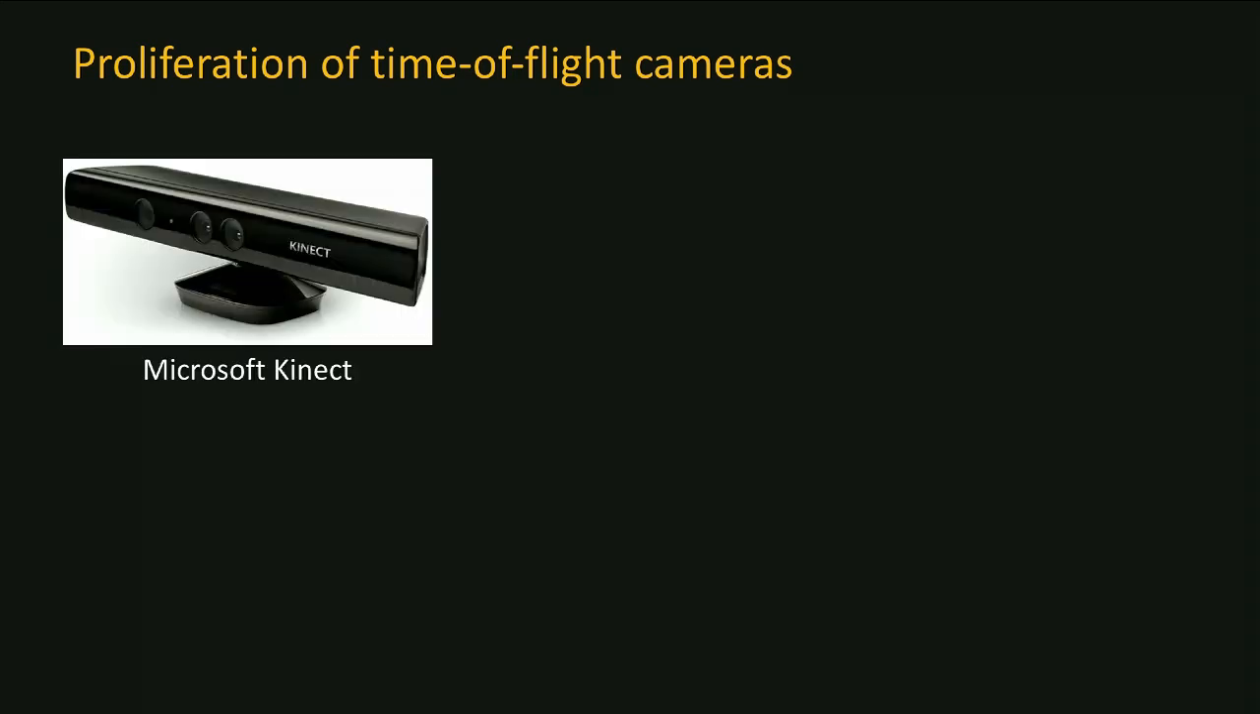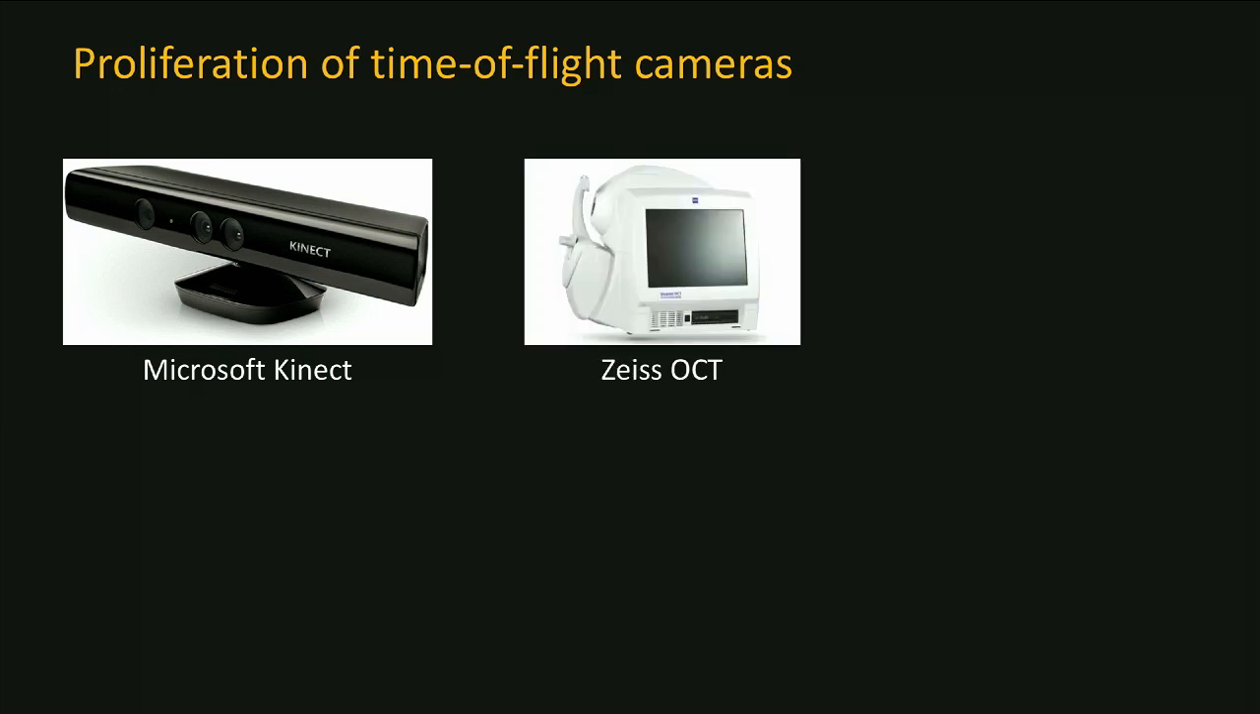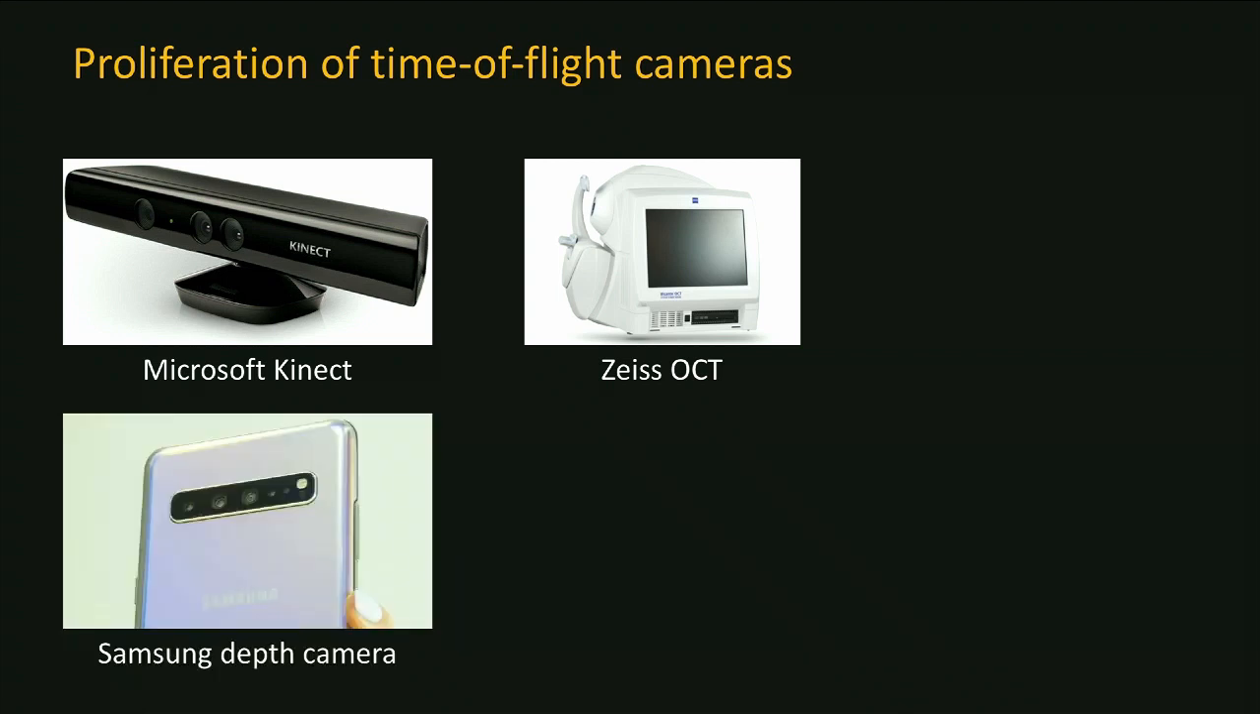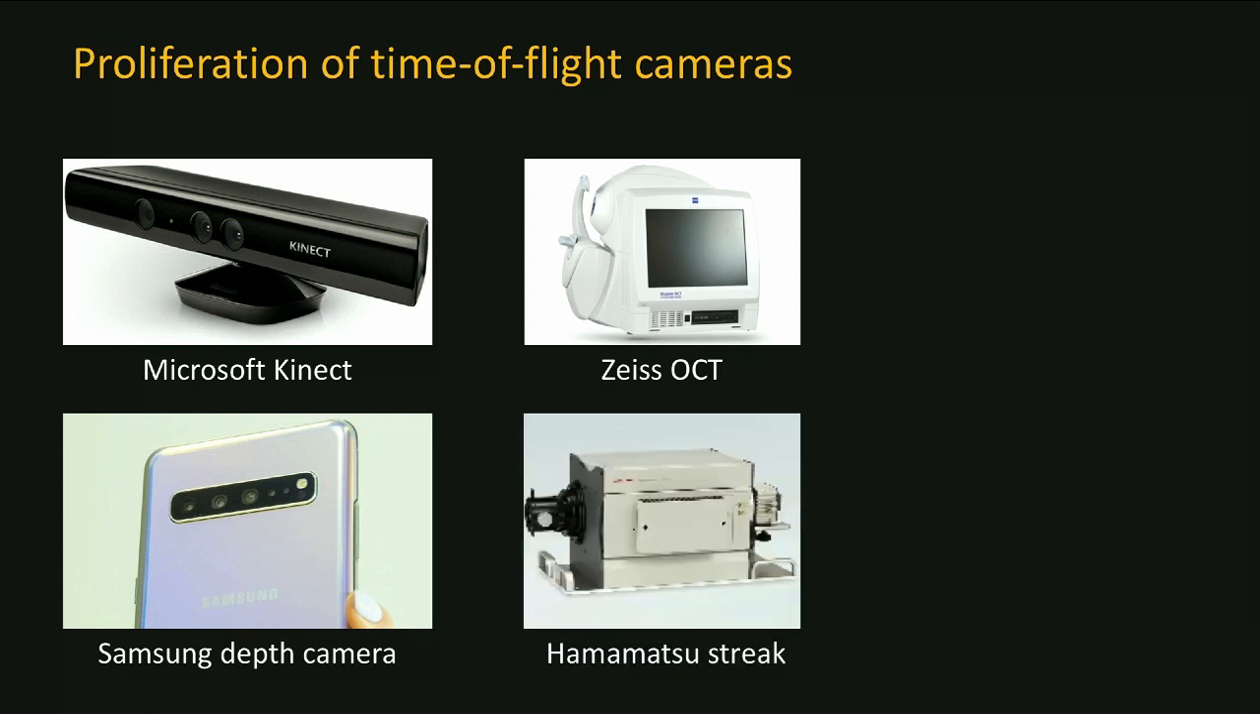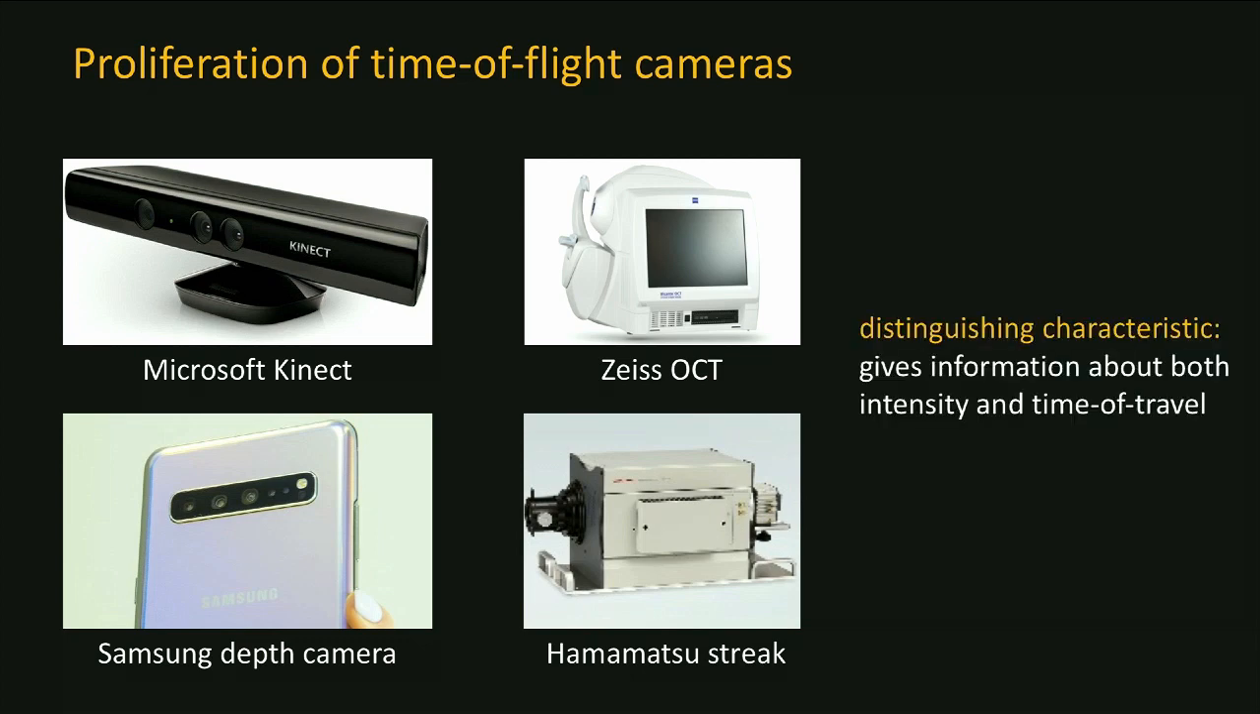In the past 2 decades, we have seen a proliferation of time-of-flight cameras in the market in various settings. Most of you might have used Kinect either for recreational purposes or for research, or got your eyes tested from an ophthalmologist using an OCT. Some of these time-of-flight cameras started showing up in smartphones, and many of these cameras are an integral tool in many scientific applications. The key characteristic that distinguishes time-of-flight cameras from normal cameras is that time-of-flight cameras give information about both the intensity and also the time of travel of light.